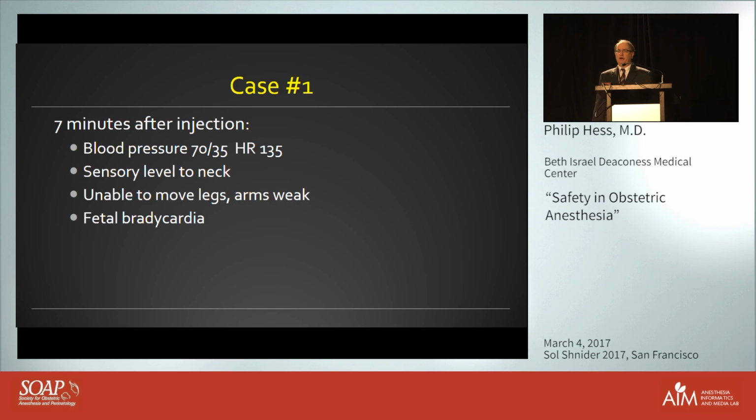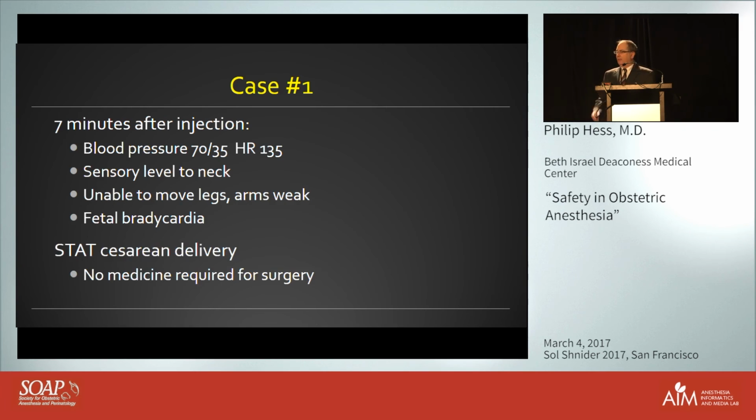There was a fetal bradycardia due to the hypotension. They went to stat cesarean delivery. No additional medication was required. They did the entire surgery with that initial dose of labor analgesia, which was, of course, an intrathecal administration.